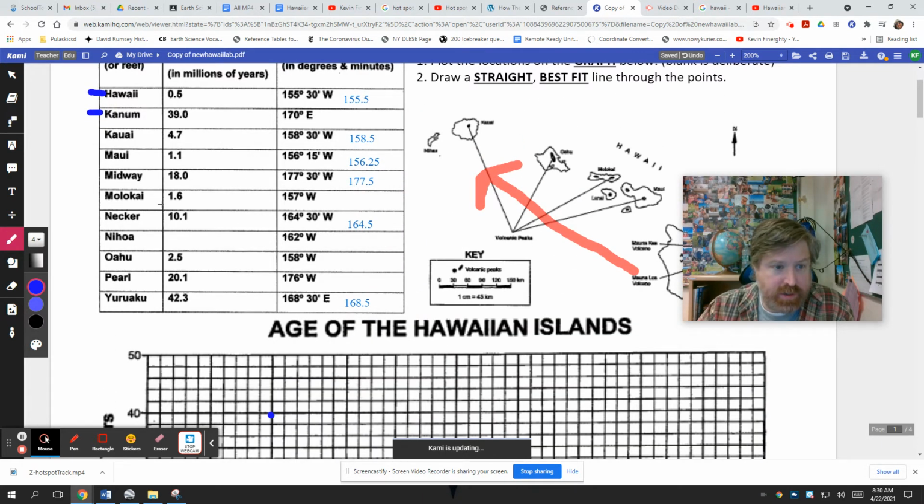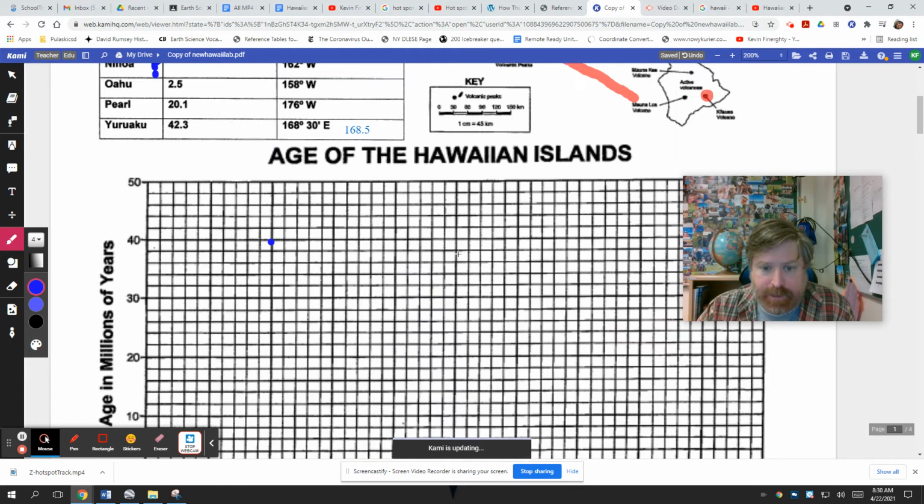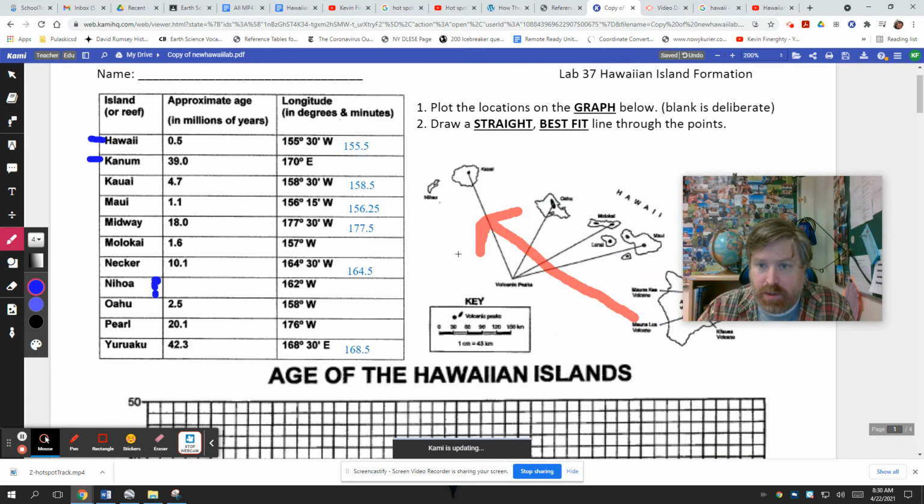What do you think? You guys do the rest of those. This is blank on purpose. You'll come back to it when you do the questions, and you'll be set. Please plot them. I'm stopping here. I want you guys to do that work. Go ahead and plot the rest of those, and then draw a straight best fit line.